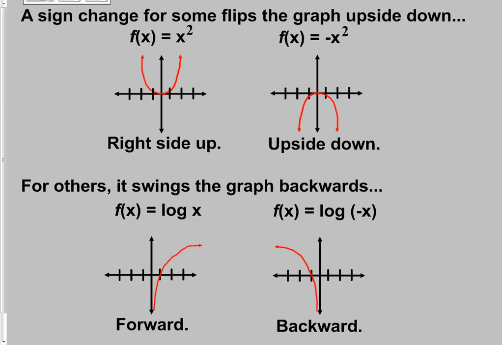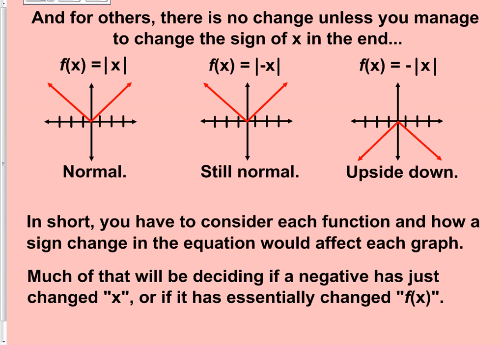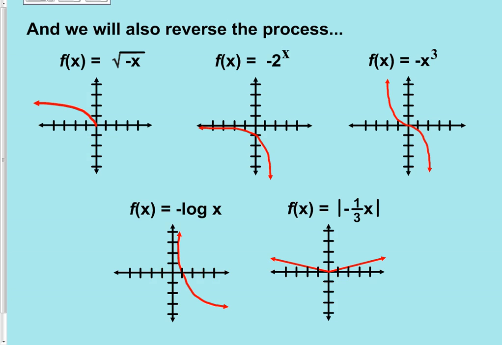So a coefficient in front of whatever's happening with x influences the range, and a coefficient directly in front of x influences the domain. So we looked at several examples of that. And that was basically it.